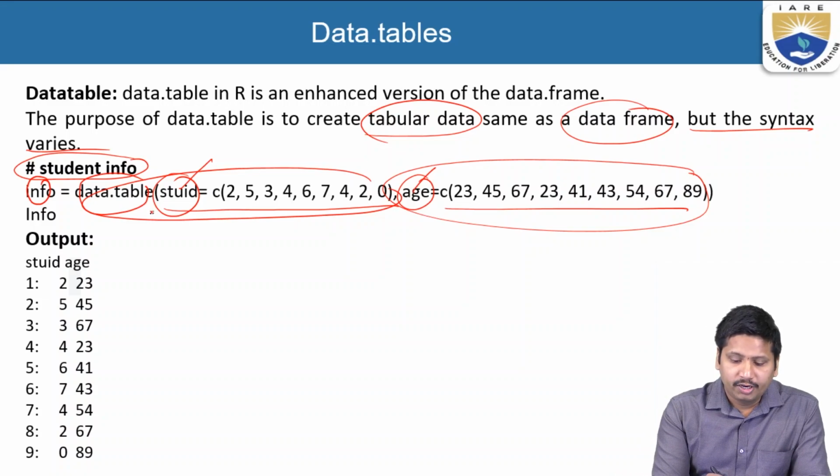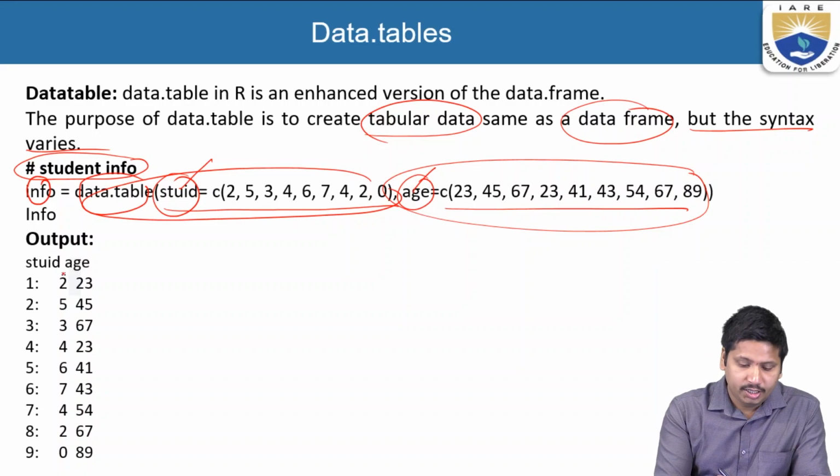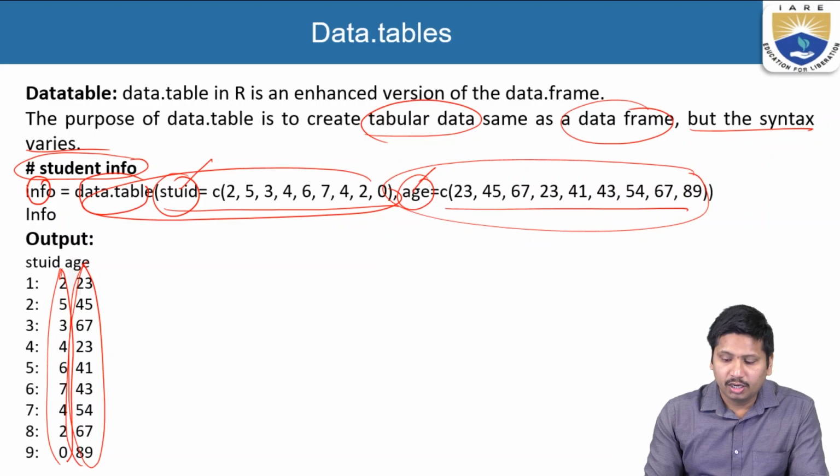So this data table is going to hold two variables or two arguments, like student ID and student name. The student ID should be a vector, which is one of the arguments of this data table, and age is also going to be another vector which we can use as an argument for the data table, right?